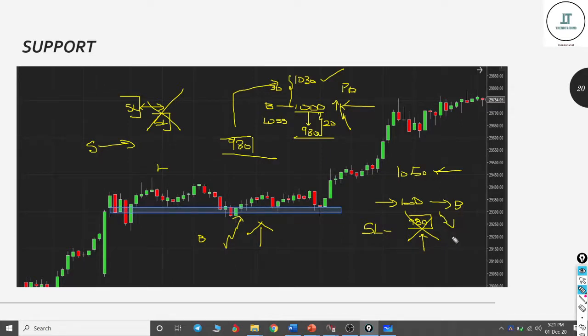Don't move the stop loss. Let's say price is at 985 and 980 is your stop loss. If your stop loss gets triggered, let it get triggered. Don't change the stop loss now to 970 or 960. That is again a worst trading practice.